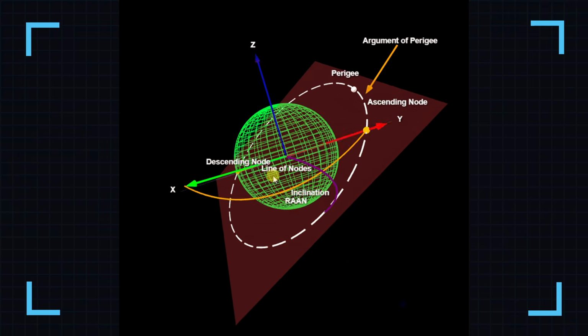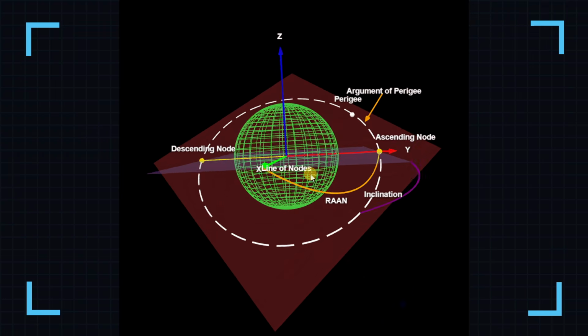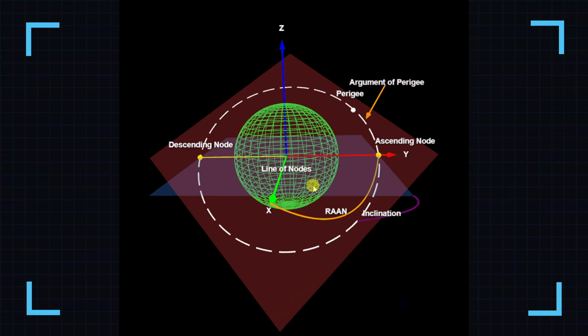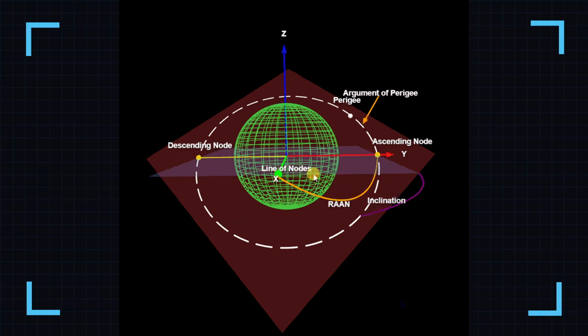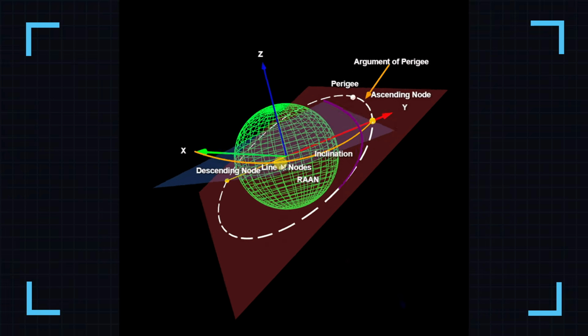And then we have RAAN, right ascension of the ascending node. It's shown by the orange arc that's sweeping from the ascending node over to a fixed reference direction in the equatorial plane, the green x-axis.